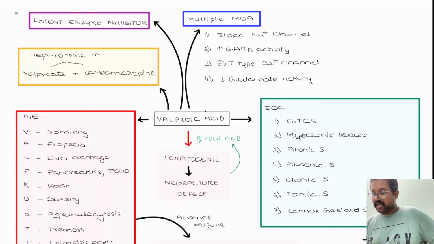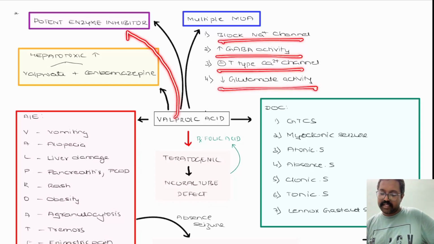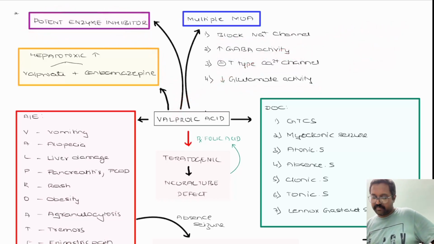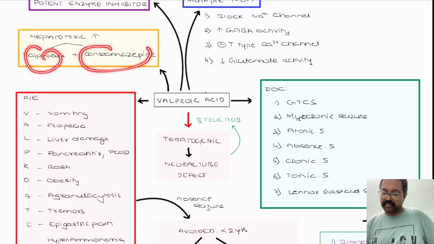So next, coming to the whole concept of valproic acid. Valproic acid has multiple mechanisms of action. As you can see, it will block the sodium channel, increase GABA activity, inhibit the T-type calcium channel, and decrease glutamate activity. Please remember, among all the anti-epileptic drugs, it is a potent enzyme inducer, as well as the most toxic and teratogenic drug. So you never combine valproate with carbamazepine because both of them will lead to hepatotoxicity.